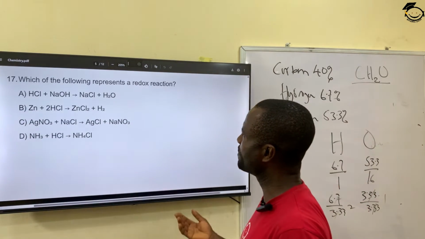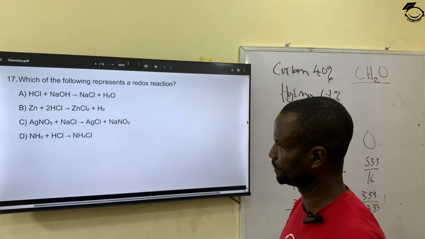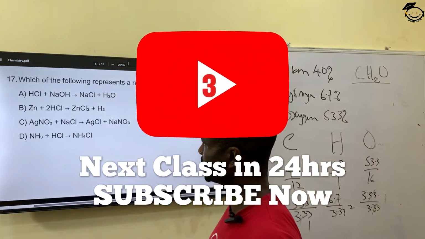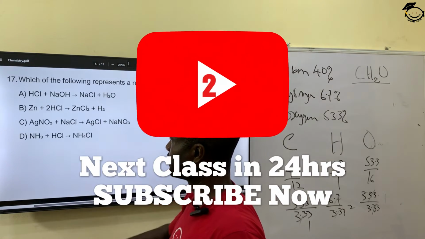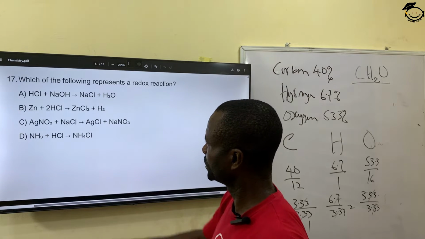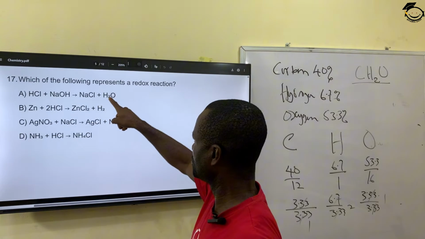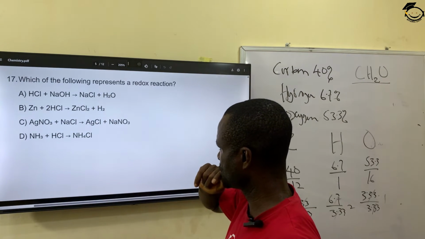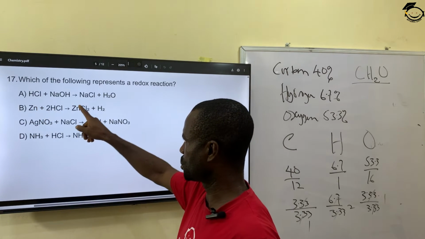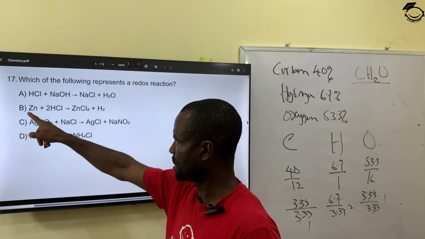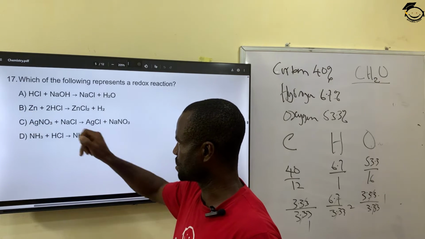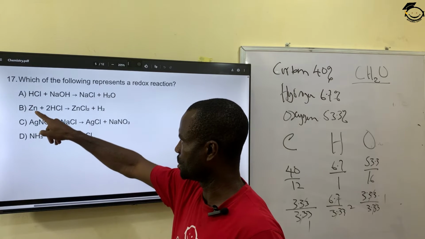Number 17. Which of the following represents a redox reaction? Okay, let's look at the options. Which of them represent a redox reaction? Look at A. This is hydrogen, which is +1, gives you +1 here too. So it's not. B. This is 0 to +2.